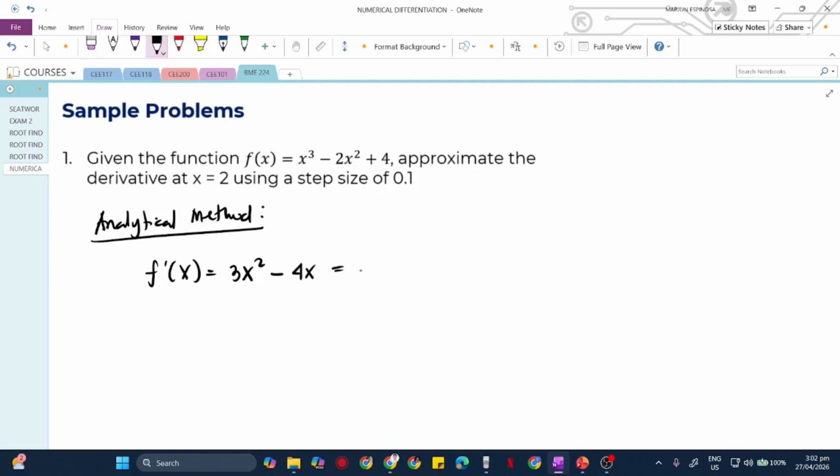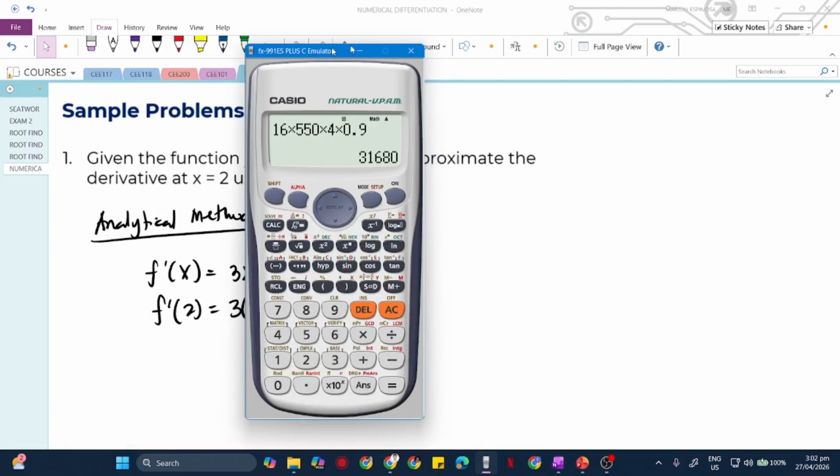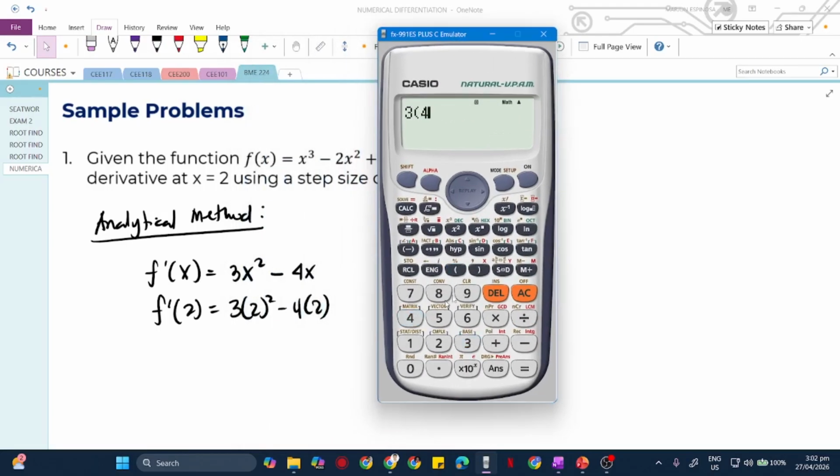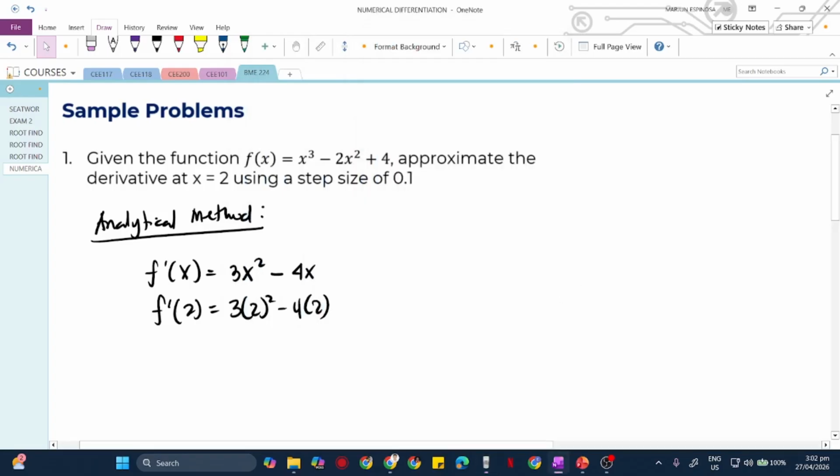So, you evaluate naman if yung x is equivalent to 2, di ba? So, normally, ginagawa natin ganyan. 3 times 2 squared minus 4 times 2. Anong value nito, guys? 3 times 4, that is 12 minus 8, no? And that is equivalent to 4. Tama ba? 4, sir. Okay, yes, 4 yung dapat nating makuha, no? Or closest to 4 kasi numerical tayo.